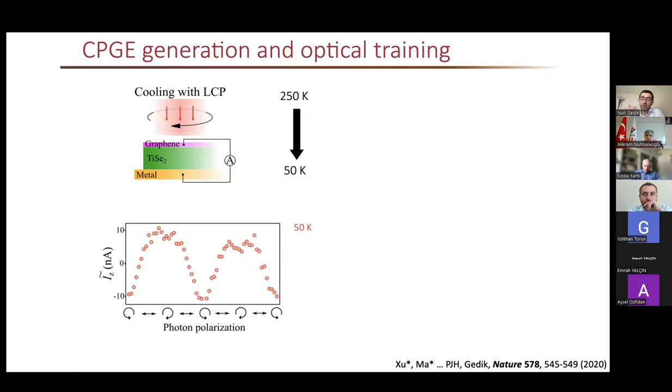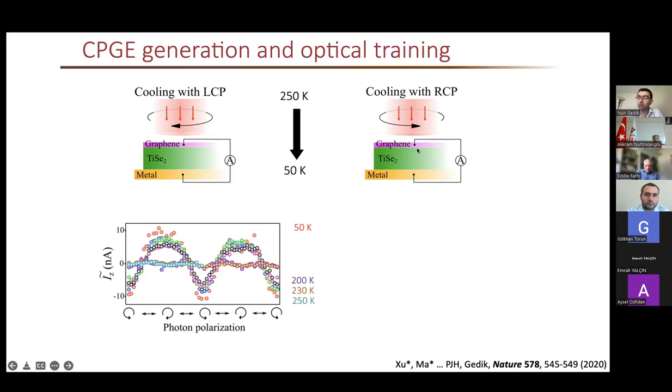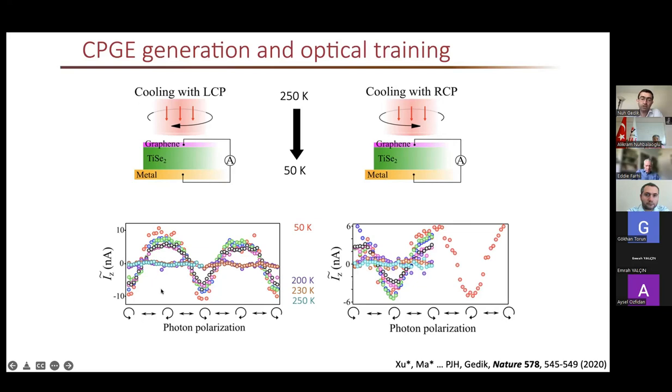Now, after we go to 50 Kelvin, I can warm back up. As I warm up, these are higher and higher temperatures, this effect goes away exactly at 200 Kelvin. When the sample becomes normal, that's when the charge density wave state melts, we also lose the chirality. Now, I can repeat the same experiment with right circularly polarized light. I can cool in the presence of right circularly polarized light. I see exactly the same effect, but you can see it's flipped. So here, the left circularly polarized light was lower, it's higher.